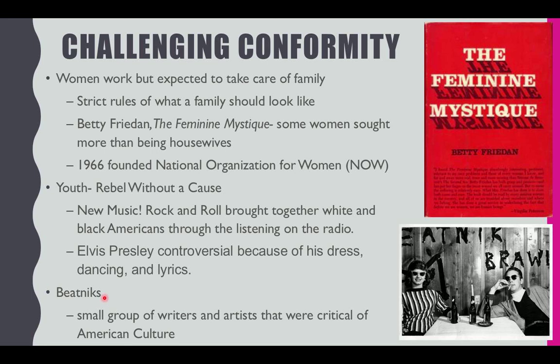The beatnik generation is going to come out during this time. This is going to be a small group of writers and artists who are extremely critical of that nuclear family, that American culture that comes out during the 1950s. So you're going to see not everybody wants to be the nuclear family. In fact, some people want to live completely out of that little bubble. And that's the last piece for today.